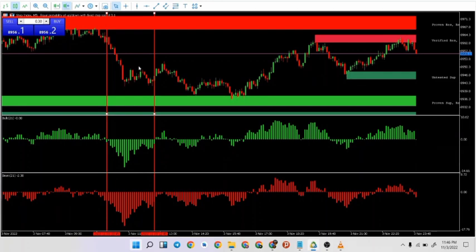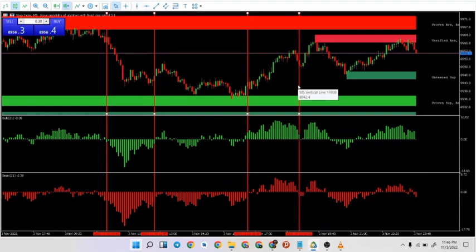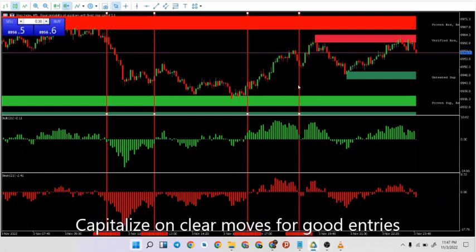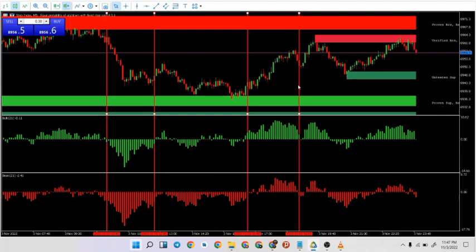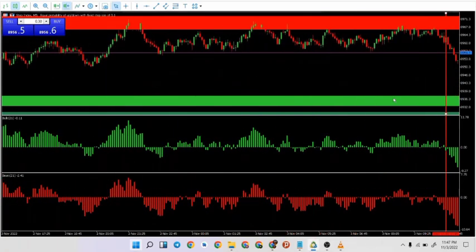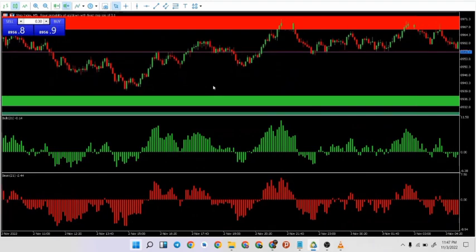The same is true for uptrends. You have to catch it here, where both bull power and bear power are moving in the same direction. Now remember, the market is always bulls and bears fighting to gain power, to gain momentum in the market. So what you want to do is capitalize on certain clear moves so you can make good entries.